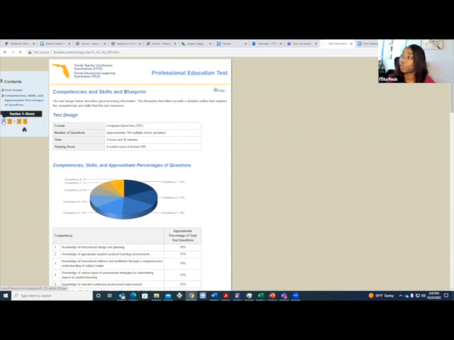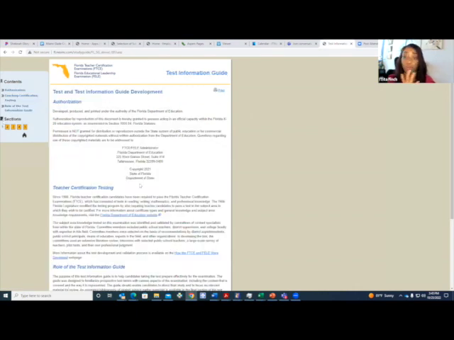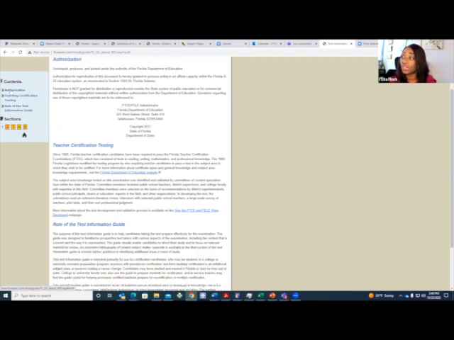So let's just start really quickly to orient ourselves with the information that is readily available and accessible to us before we get into the nuts and bolts of it. On this website, you have your general information, contents, authorization, teaching certificate testing, roles of the test. When you click on those links, it's going to pre-populate more information there.